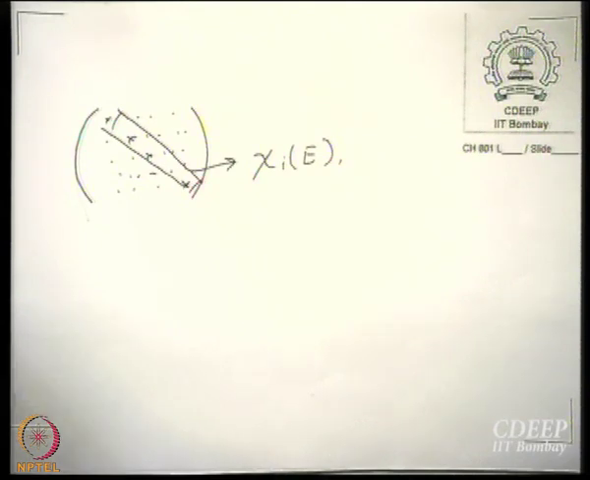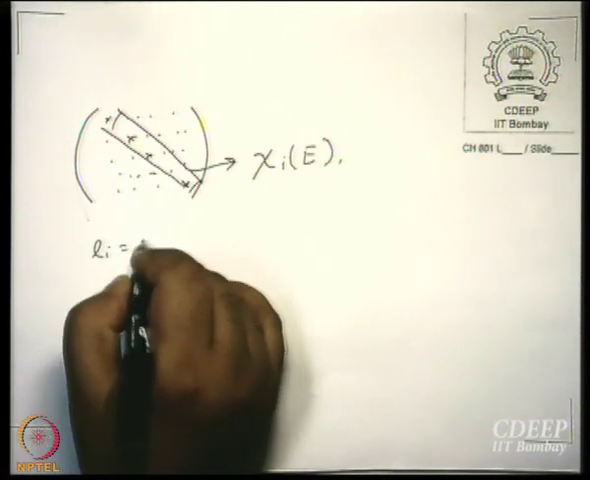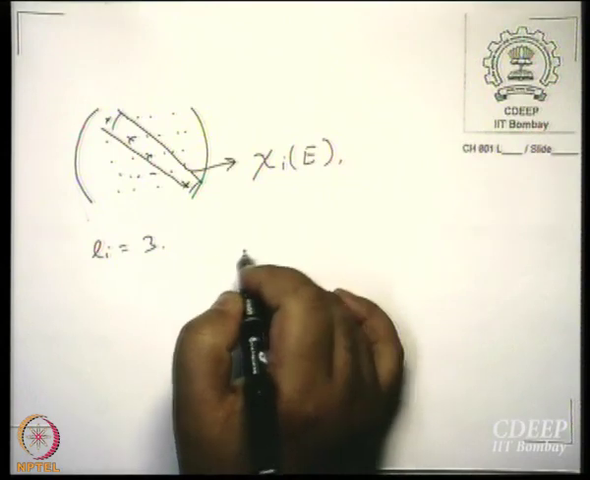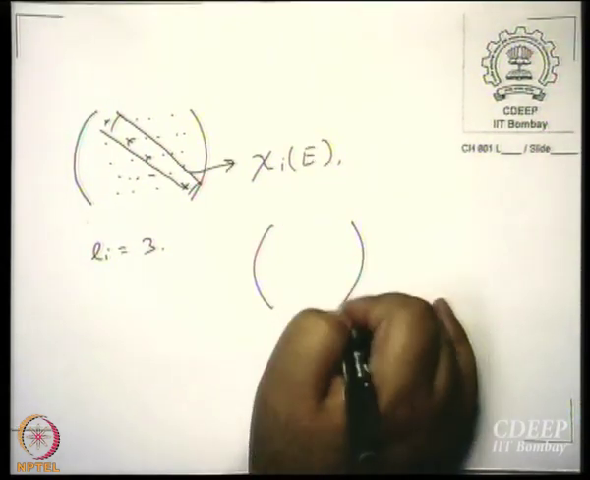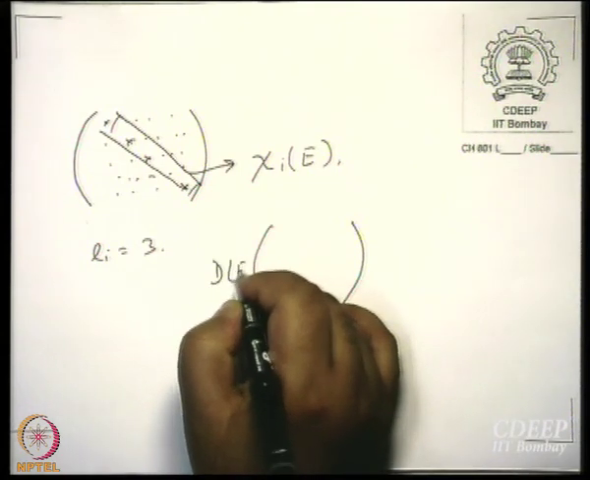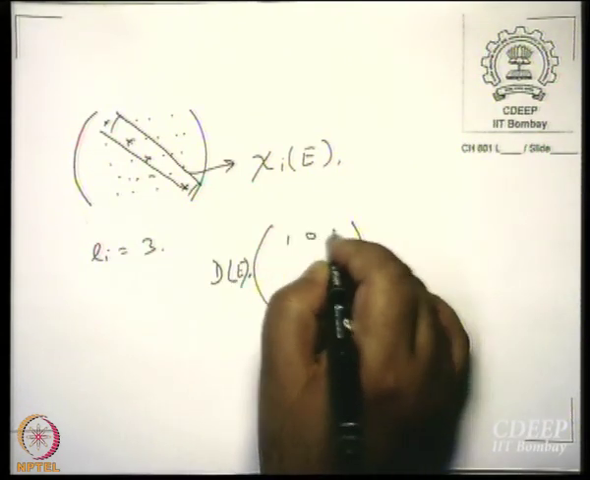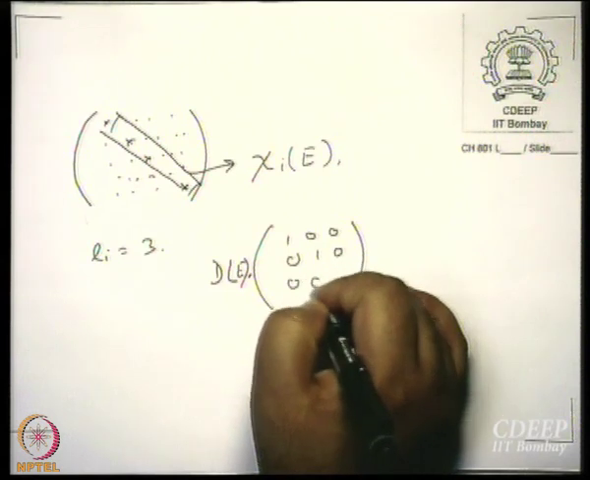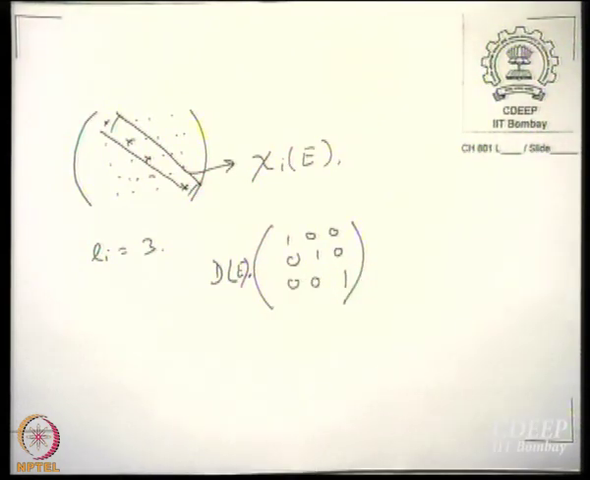Li is a dimensionality. Let us say Li equal to 3. So then what is the matrix corresponding to E? 1 0 0, 0 1 0, 0 0 1. So what is chi of this matrix? 1 plus 1 plus 1, 3, right?